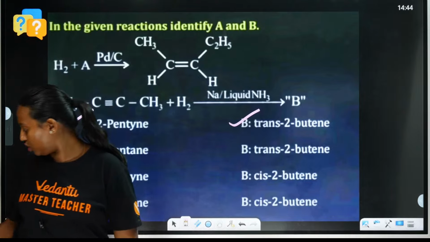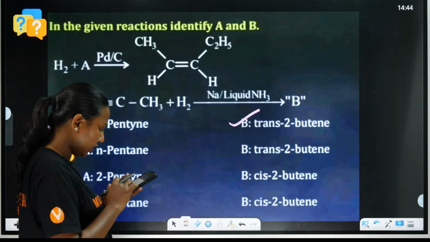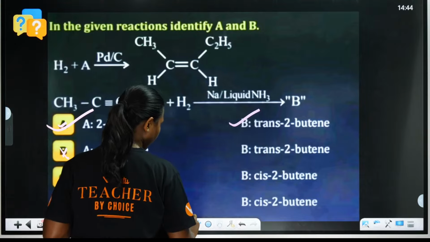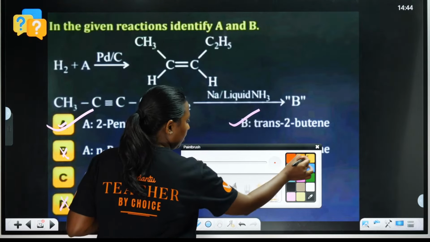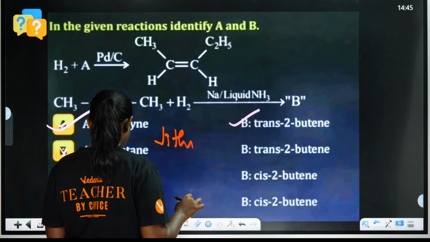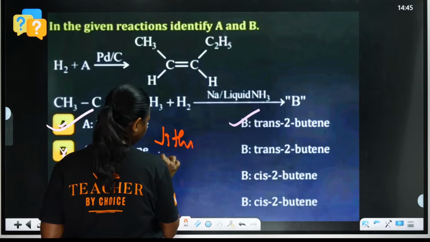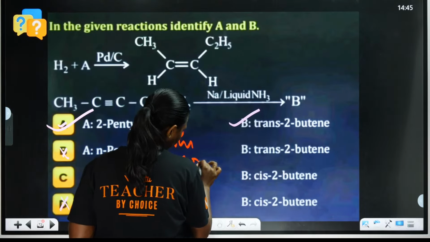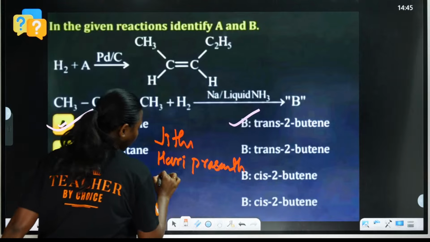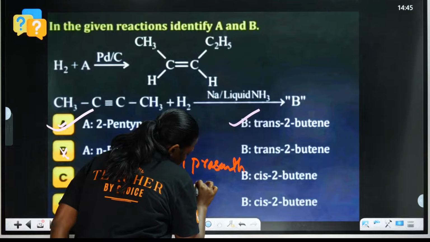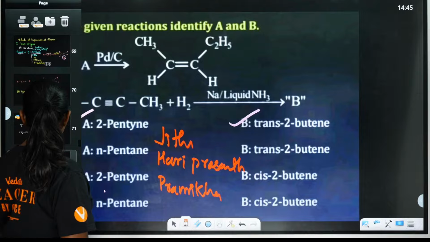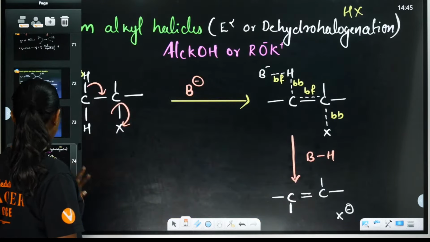Jitun gave the correct answer, so I will write their names. Who gave the correct answer first? I think Jitun, and Hariprashant and Pramika. Very good, guys. Then we can move to the next concept.